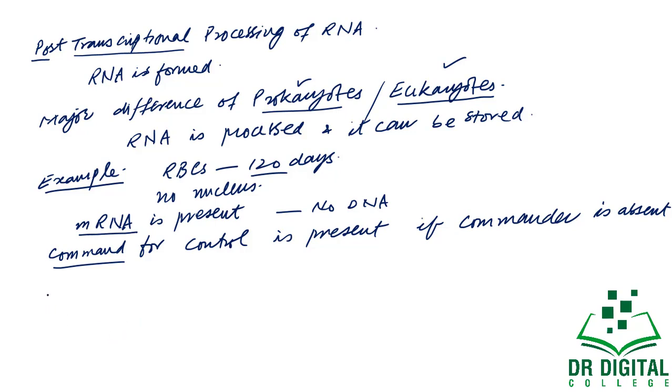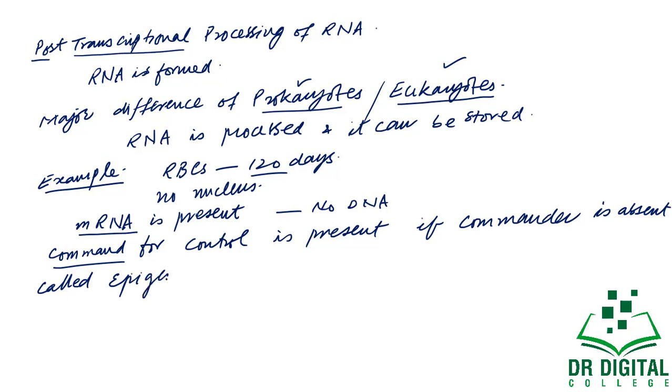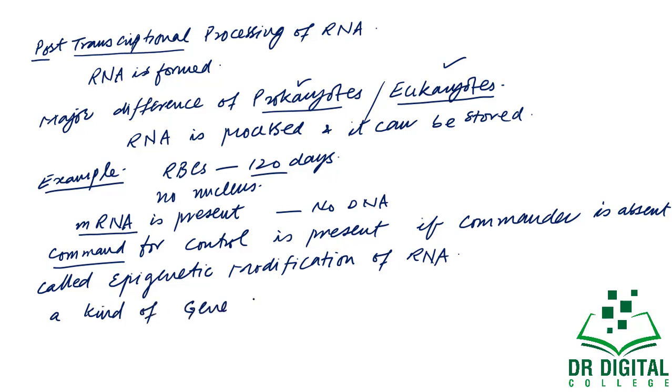Now this is called epigenetic modification of RNA, and this is a kind of gene expression, that whether the gene has been transcribed into RNA, the final product may be formed or may not be formed.